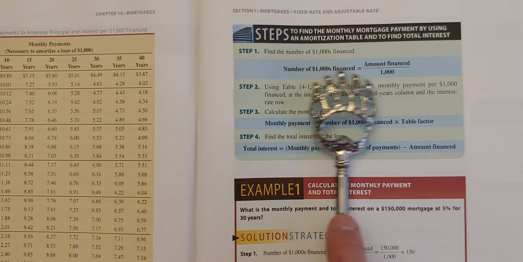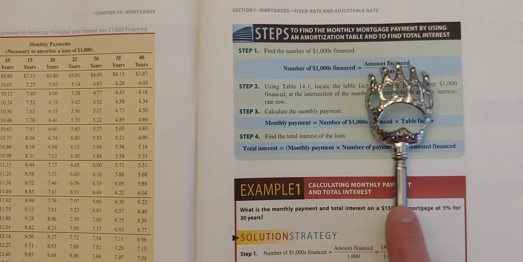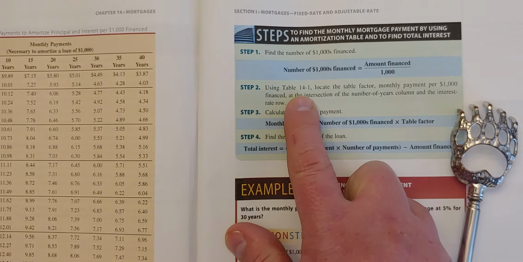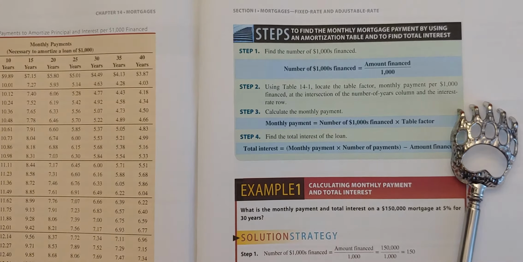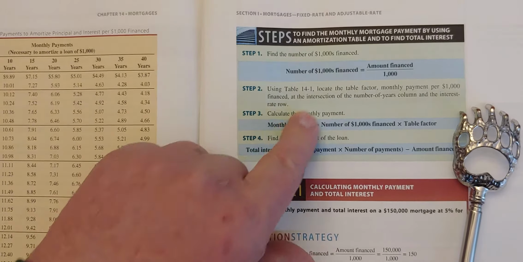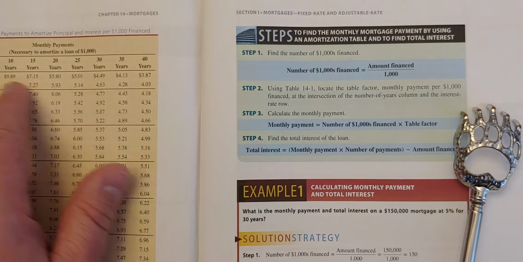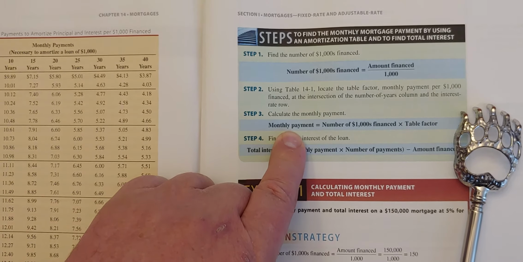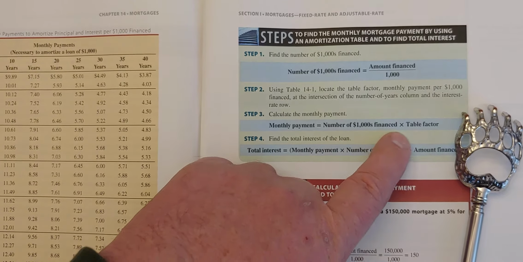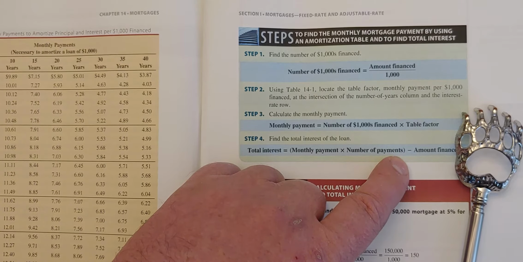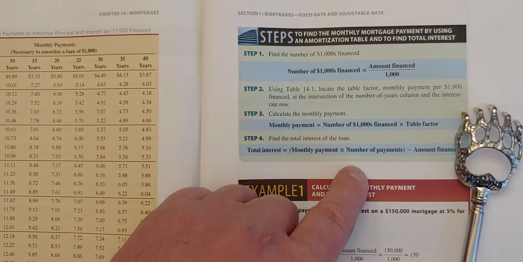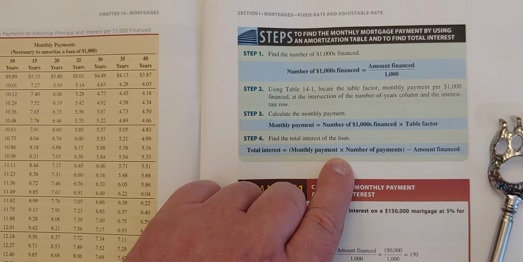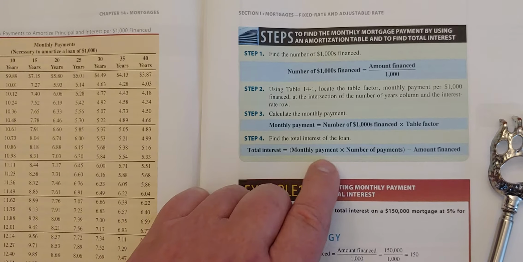All right. So in order how this works, we got to find the number of thousands. The number of thousands is the amount financed, the amount you're borrowing, divided by 1,000. And then using the table on page 454, we locate the factor that we're going to multiply by that number of thousands. And across the top, we know how many years the loan is, and down the left, we know the interest rate. So the monthly payment then would be equal to the number of thousands times the table factor. And then we find the total interest of the loan by subtracting the monthly payment times the number of payments. And we did this before.